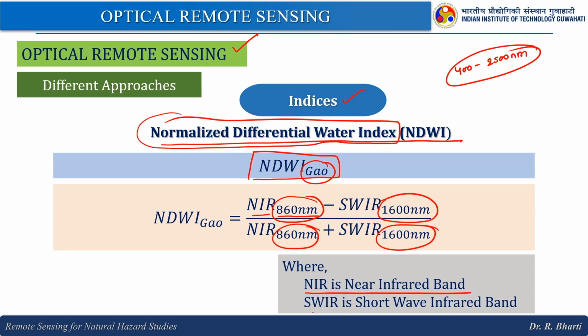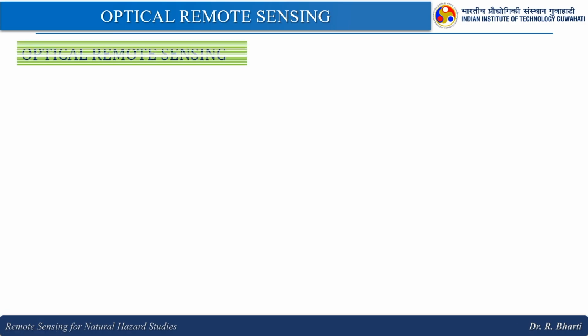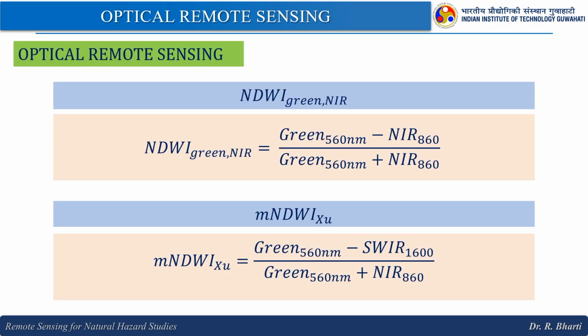NIR is near infrared, and SWIR is the short wave infrared band. This is another index, NDWI green SWIR 1. Here we are utilizing 550 nanometer and 1600 nanometer, and again in the numerator and denominator we use the same bands to provide the normalized difference, right. In another index it is green and SWIR 2, here it is 550 and 2200 nanometer. These are popular in identifying soil moisture condition. Here you can see Zhu et al. have given this modified one.